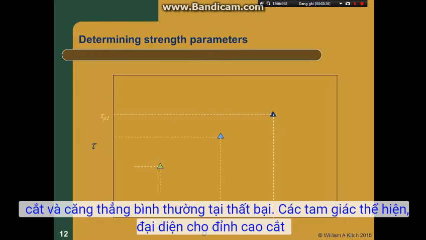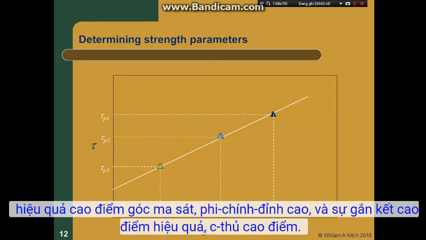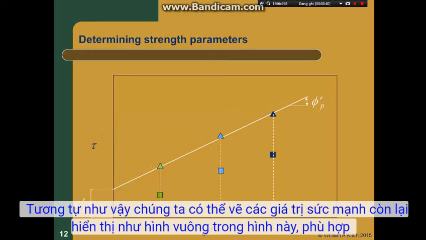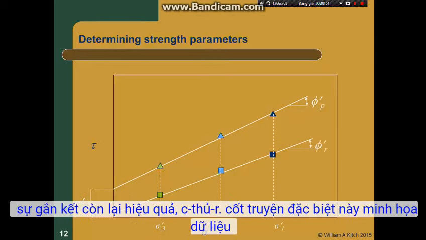The triangles shown here represent the peak shear strength measured from the previous figure. If we fit a line to these points, we can determine the effective peak friction angle phi prime peak and the effective cohesion C prime peak. Similarly, we can plot the residual strength values as shown here by the squares. We then fit a line to these points and determine the effective residual friction angle phi prime r and the effective cohesion C prime r.